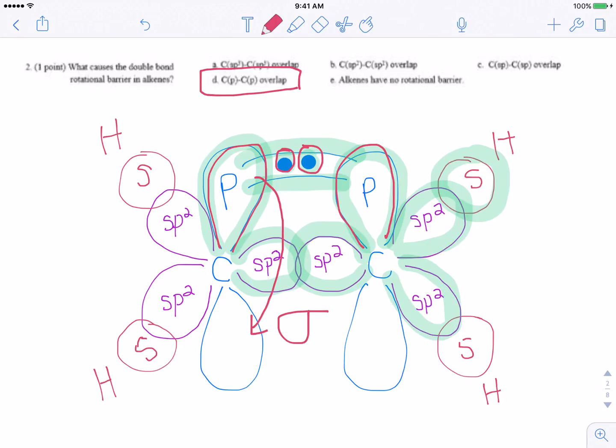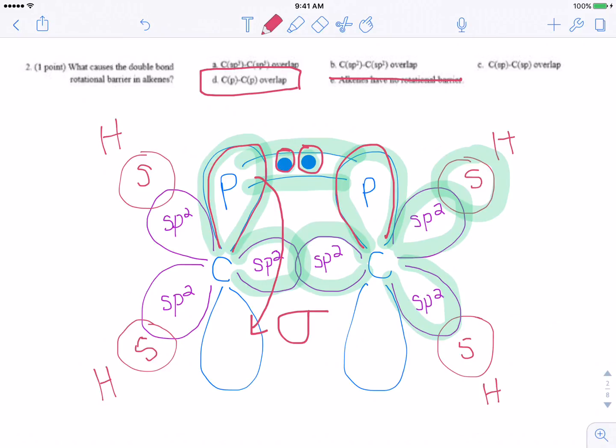For E, right away, it says alkenes have no rotational barrier. That is not true because the p bonds create that rotational barrier. The p orbital itself keeps it from rotating. So because there are the 2 different bonds, it cannot spin. So I'm just going to cross that one out.